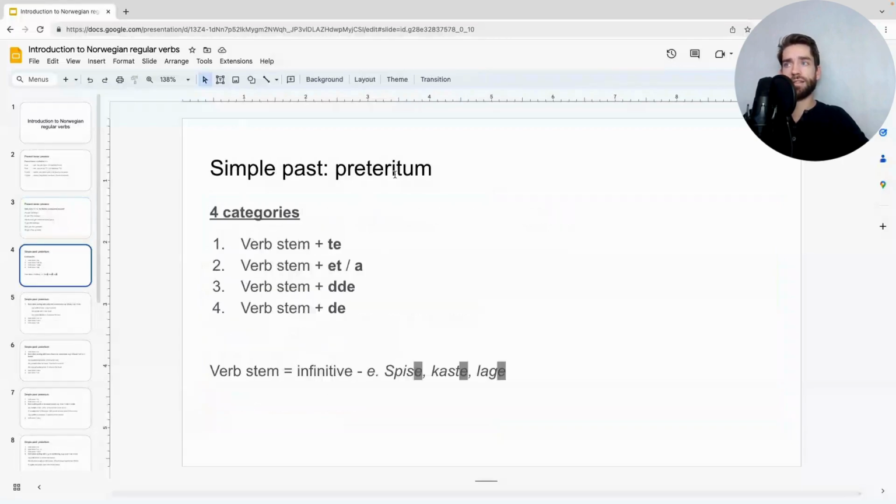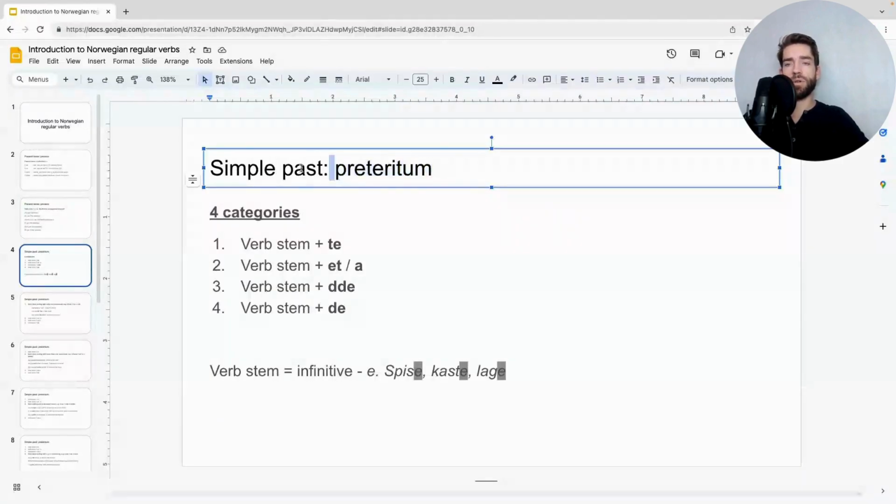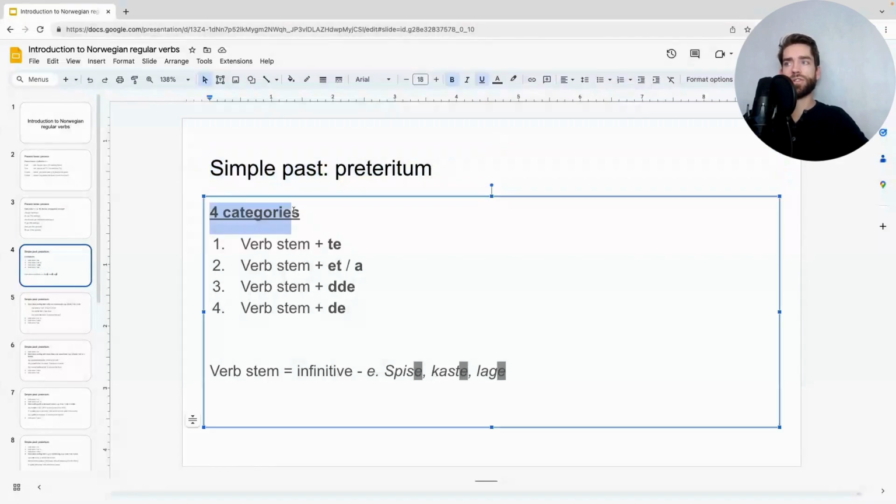Now let's take a look at preteritum. That's simple past. And in order to create the simple past, we have to distinguish between 4 categories of verbs. So I'll now show you these 4 categories and how to apply these different suffixes and which ones to put on which types of verbs. So we have verbs ending with te, we have verbs ending with et or a, optional. We have verbs ending with de or also de with a single d.